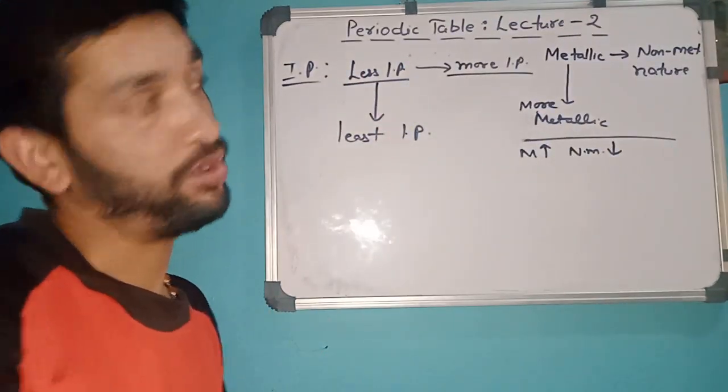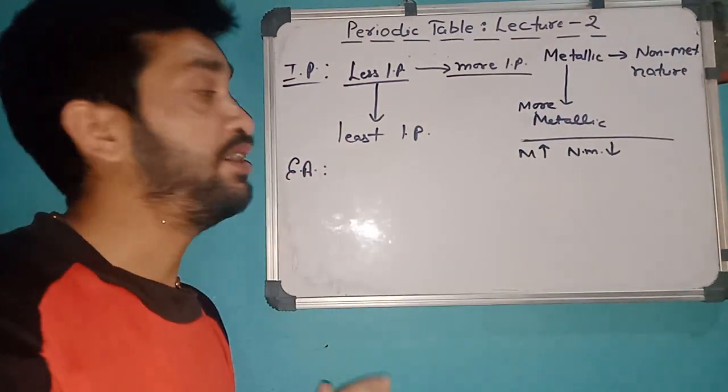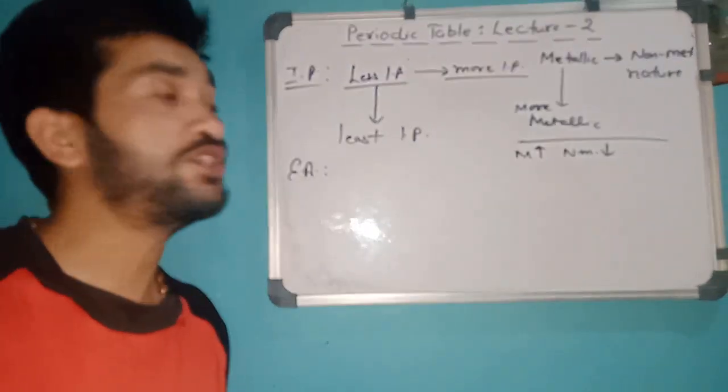Now let us talk about electron affinity. Again, first the definition. Electron affinity is the amount of energy released when an electron is added to an isolated gaseous atom.